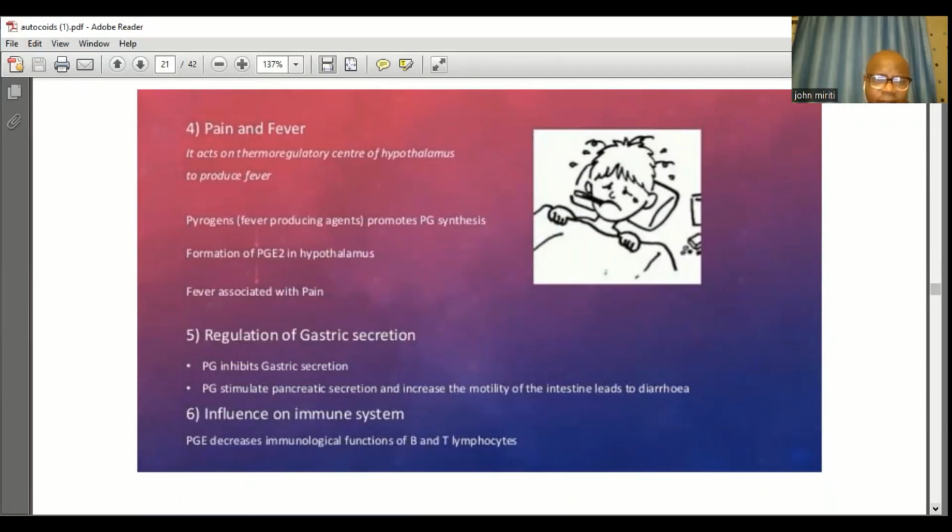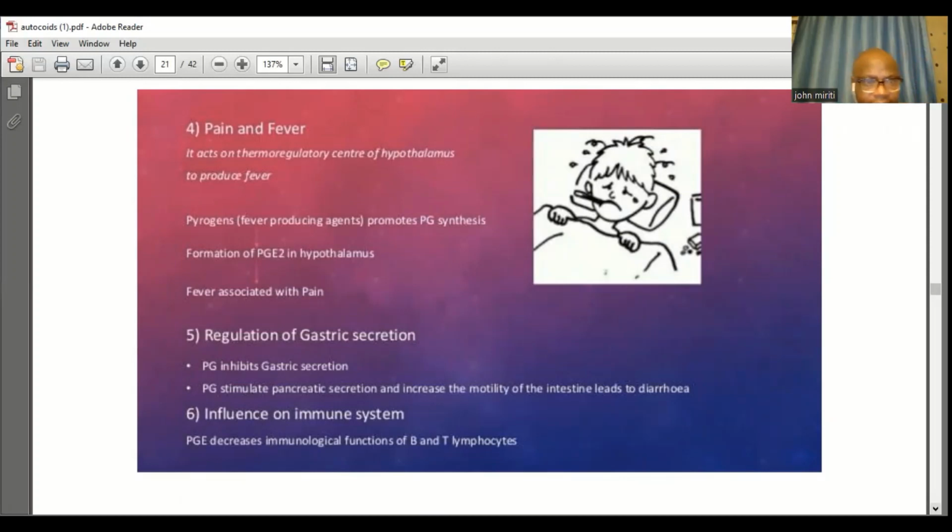Again, prostaglandins regulate gastric secretions. Prostaglandins inhibit gastric secretion, and they stimulate pancreatic secretion and increase the motility of the intestine, leading to diarrhea. Prostaglandins also influence the immune system, and they decrease the immunological functions of B cells and T lymphocytes.